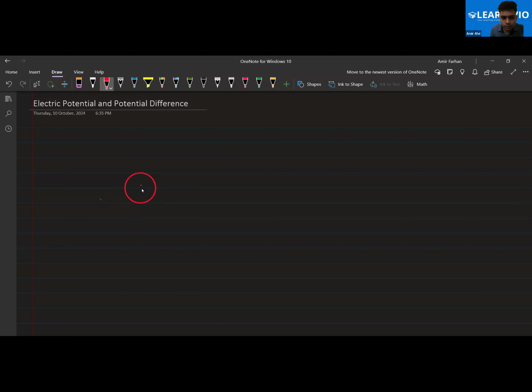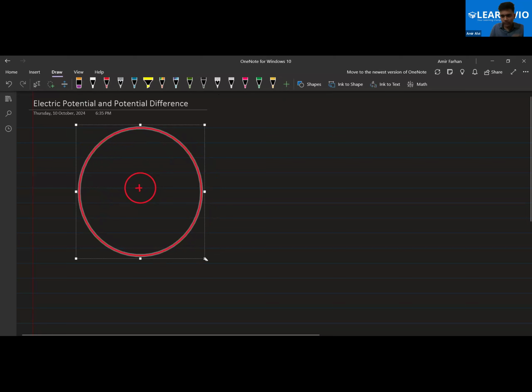Yes or no, everyone? It produces an electric field, right? So suppose this is the region. This region will be confined, it's not like it would be infinite. Electric field force we can experience only in a certain amount of region, right?